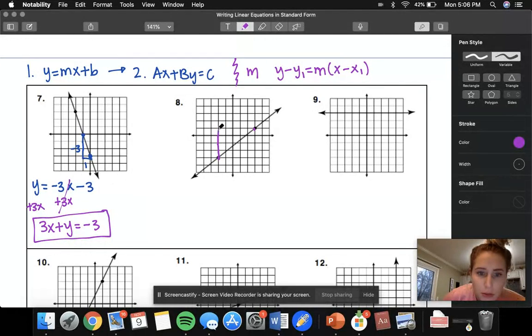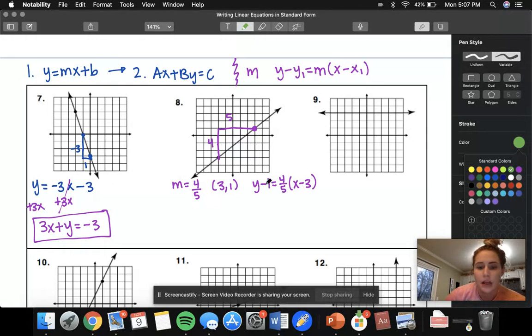1, 2, 3, 4. 1, 2, 3, 4, 5. So the slope is 4/5. Okay, and I'm just going to use this ordered pair. Again, it doesn't matter which ordered pair you use, but I'm going to use (3, 1). So in point slope form, this would be y minus 1 equals 4/5 times (x minus 3).